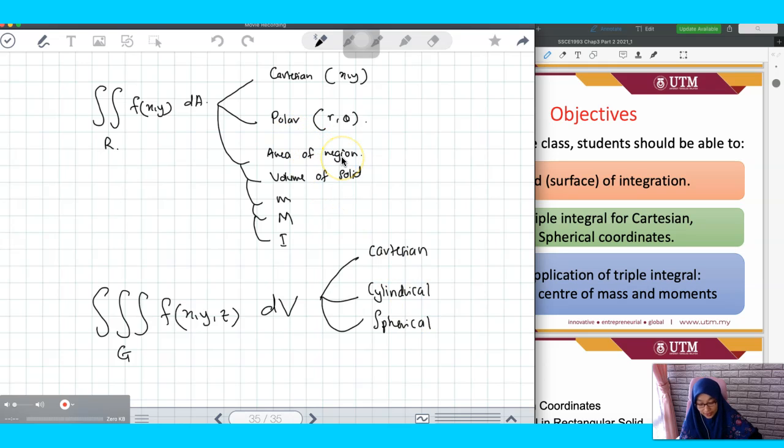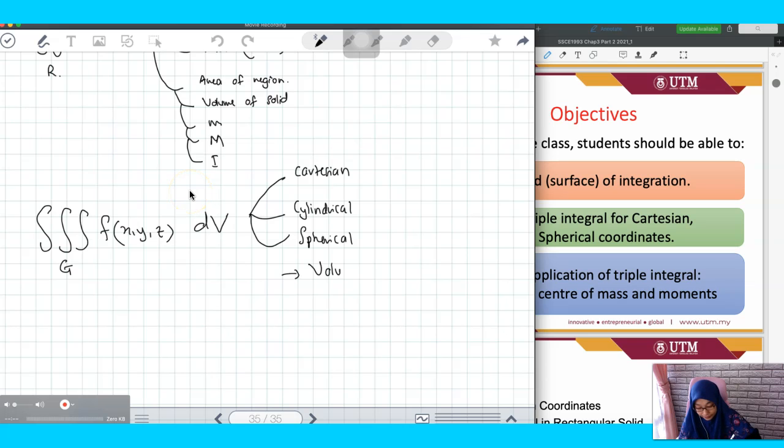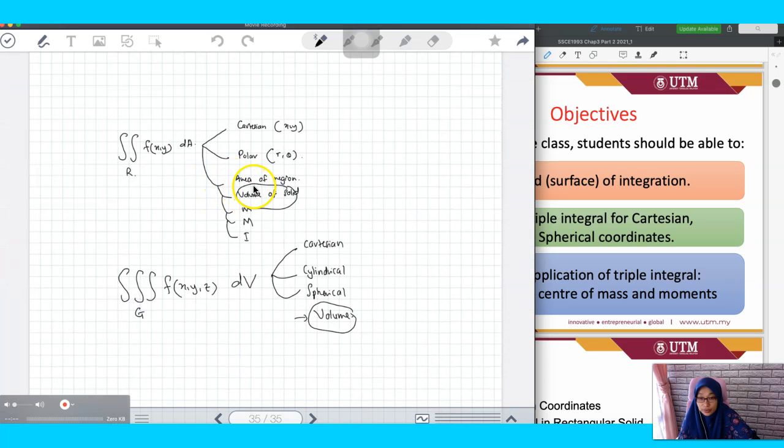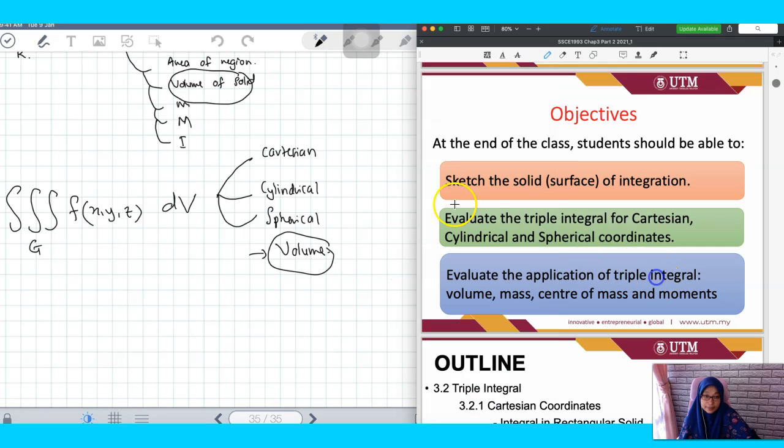Now, what is the application that we want to have? We want to know how to use the triple integral to obtain the volume. It is the same volume as here, but for the top one you evaluate the volume using a double integral, and for this one you compute the same volume using a triple integral. And what else? We can use the triple integral to evaluate other things; I will explain in detail later on. So that is about the triple integral.